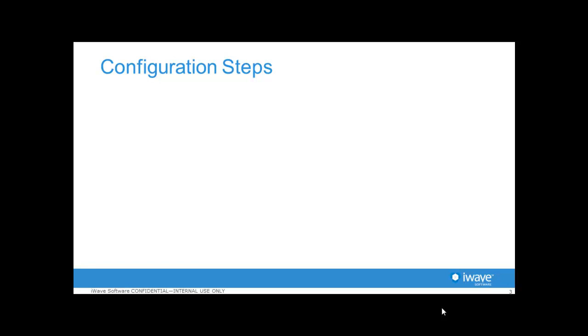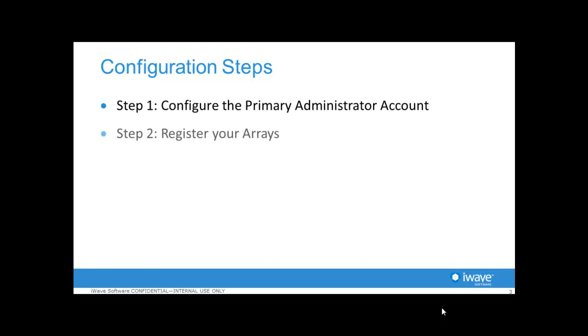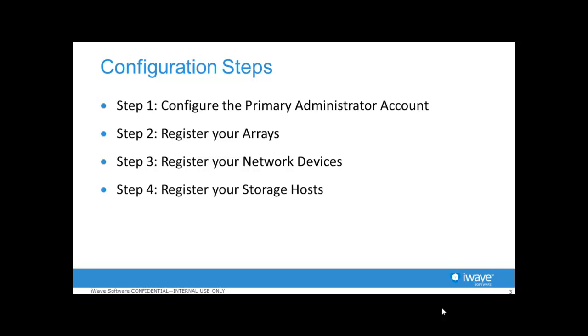Once the iWave vAppliance has been installed by your system's administrator, you will then need to configure iWave Storage Automator for initial use. This will include the following 4 steps. Step 1. Configure the primary administrator account. Step 2. Register your arrays that you plan to manage with iWave Storage Automator. Step 3. Register your network devices. And finally, Step 4. Register your storage host.